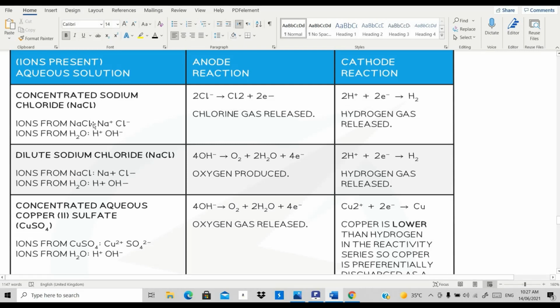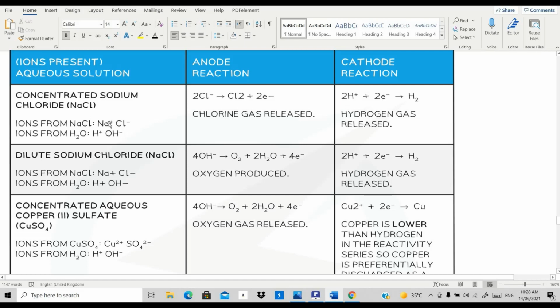Now what will happen? We are looking for the ion which will easily gain electrons. In the reactivity series, we can see hydrogen is below sodium. So it's the least reactive, so it will easily gain electrons, and the more reactive sodium will remain in the solution. So H plus will discharge at the cathode and be released as a gas. This is the equation. You need to be familiar with the cathode reaction: 2H plus plus 2e minus gives hydrogen.